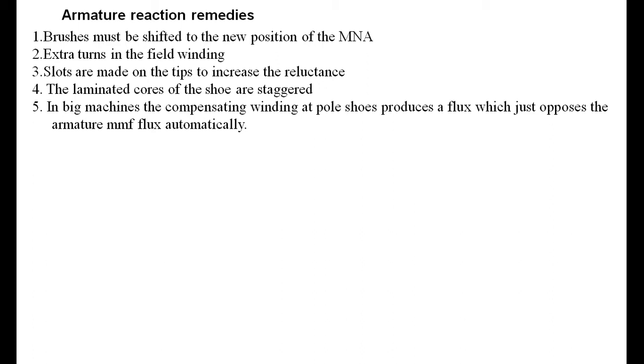Slots are made on the pole tips to increase the reluctance and avoid the armature reaction. The laminated core of the teeth is also staggered to reduce the armature reaction. In big machines, some windings are placed in the pole shoes and connected in series with the armature, so that they produce flux in a direction exactly opposing the flux produced by the armature conductors, opposing the armature flux automatically.